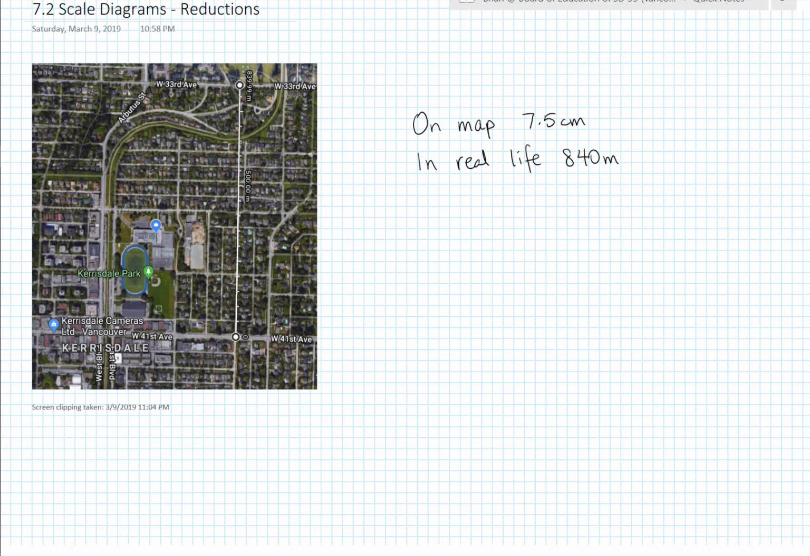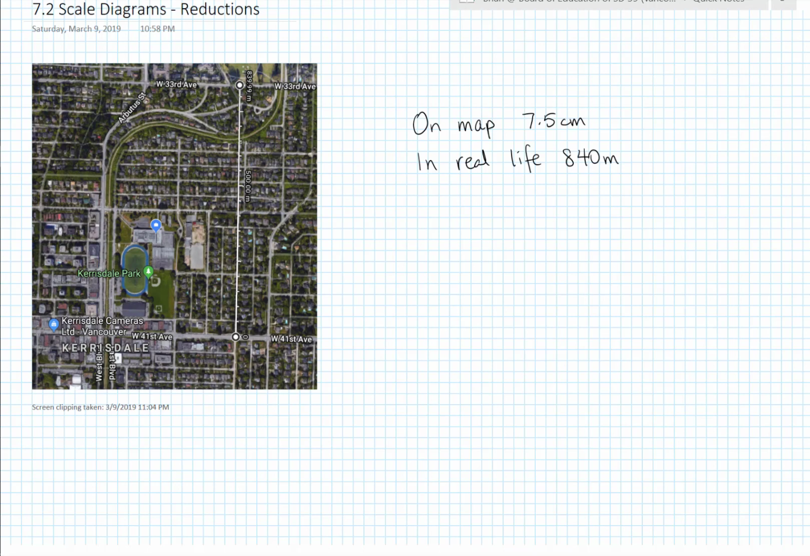I have a little clipping from Google Maps, and we can see part of Vancouver. And I've used the tool on Google Maps to measure the distance between 33rd Avenue and 41st Avenue. And hopefully you can see that it comes out to pretty much exactly 840 meters. So that's the measurement in real life.